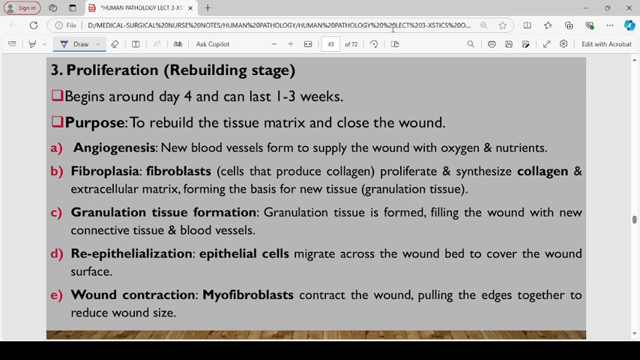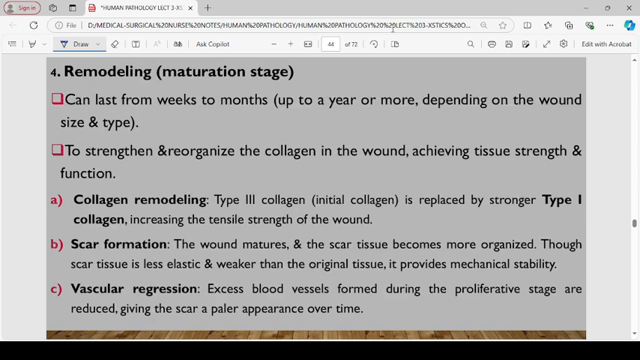Then that takes us to granulation tissue formation. Granulation tissue is formed, filling the wound with new connective tissue and blood vessels. Then you have re-epithelialization, where epithelial cells migrate across the wound bed to cover the wound surface. Then wound contraction, where myofibroblasts contract the wound, causing the edges to come together and reduce the wound size.